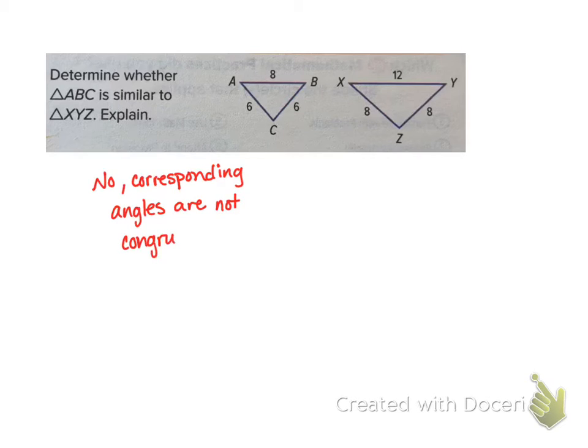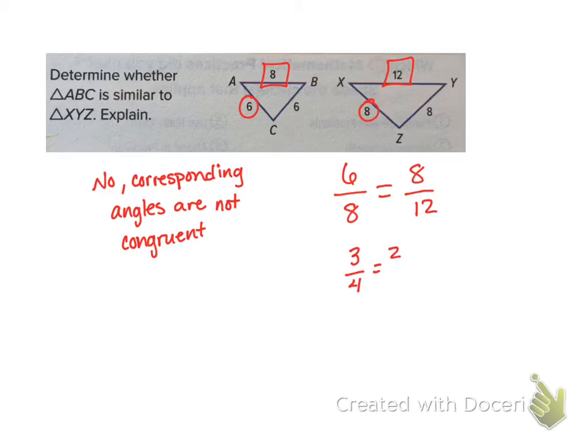But let's check the side lengths just to see. Okay, and if the corresponding angles aren't congruent, I don't think the side lengths are going to be, but let's double check. Let's put 6 over 8 and then should equal 8 over 12, okay? 6 over 8 equals 8 over 12. Let's reduce these. 6 over 8 reduces to 3 over 4, and 8 over 12 reduces to 2 over 3. So 3/4 does not equal 2/3.